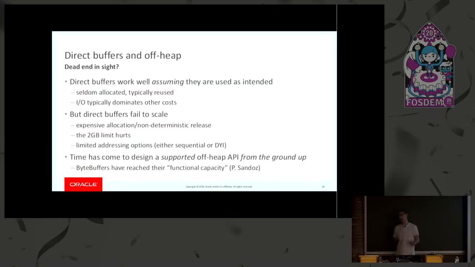And then you have the 2 GB limit, which is starting to hurt, especially now that we have support for mapping persistent memory files. So a persistent memory can probably be a little bit bigger than 2 GB, and we have no way to access it using the ByteBuffer API because all the indices that we can specify are essentially ints.